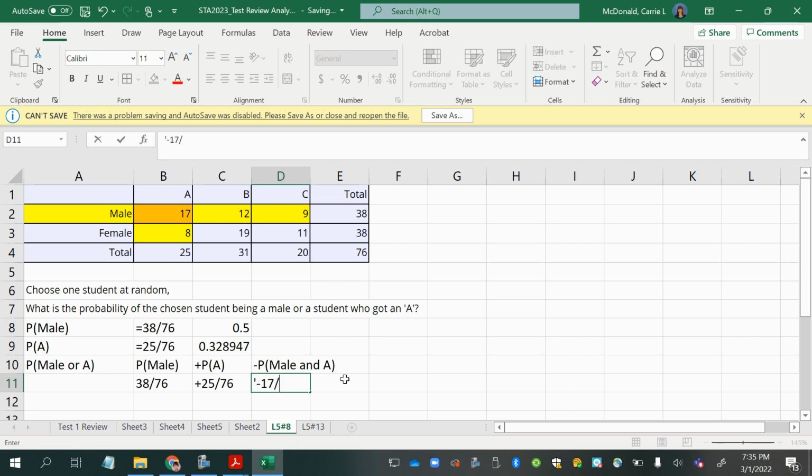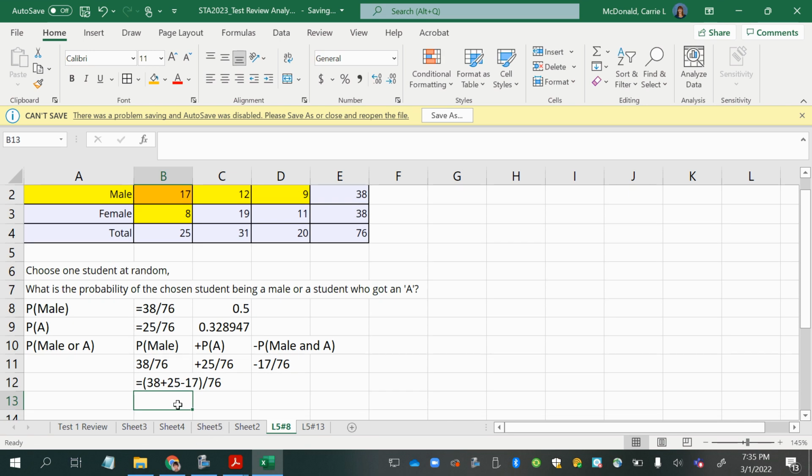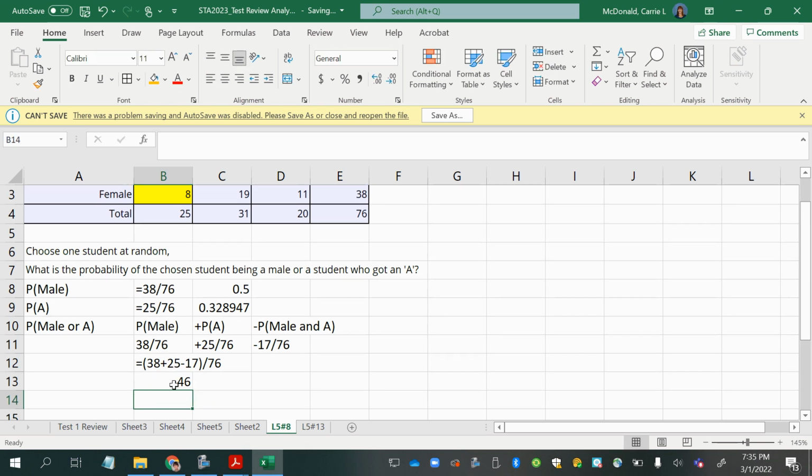out of 76. Now, since we have a common denominator, this works out to be equal to taking all of the numerators and combining them, so 38 plus 25 minus 17, and dividing that by the grand total, which would be your common denominator. So what is 38 plus 25 minus 17? It's 46. So this works out to being equal to 46 divided by 76.